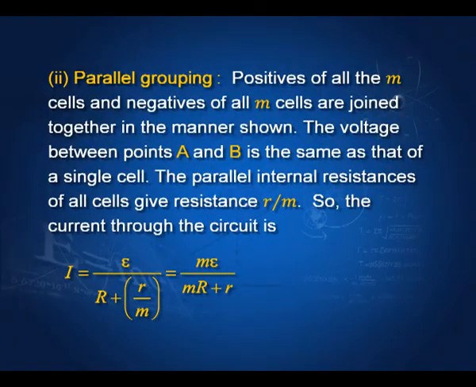Parallel grouping. In parallel grouping, all the negative terminals are combined to one point, all the positive terminals are combined to another point, as in this, and then the current is drawn through the external resistance R. So, what do we have?